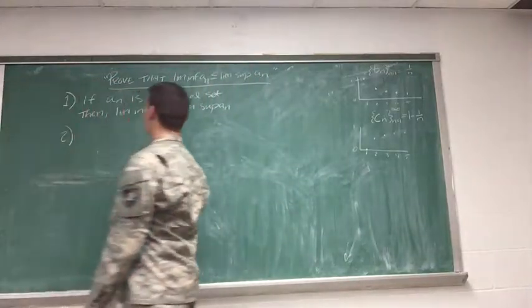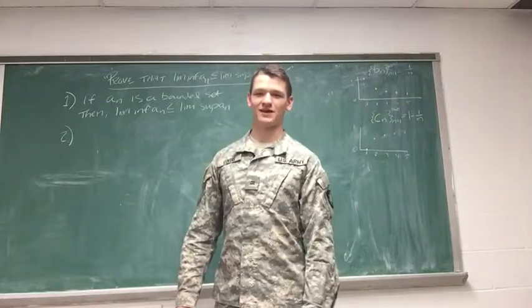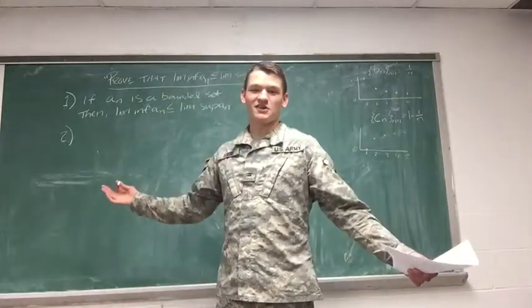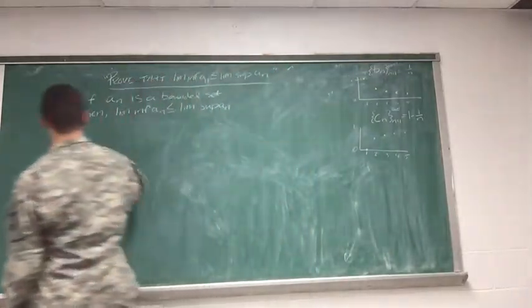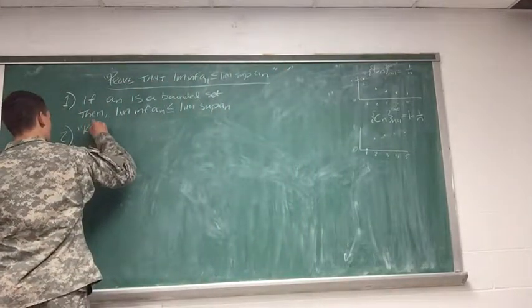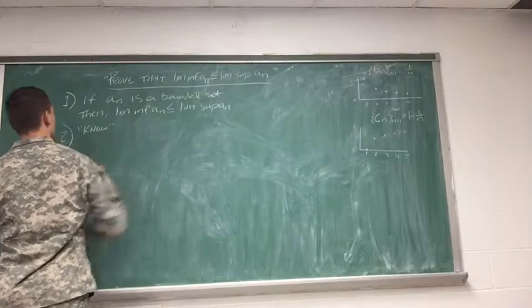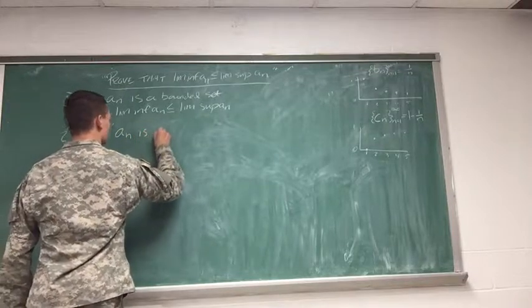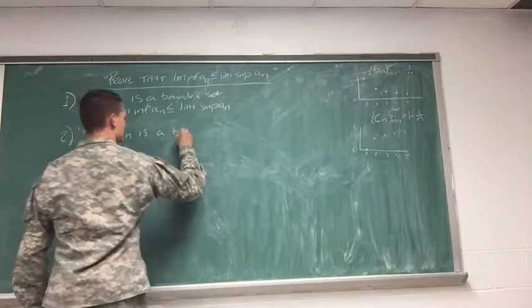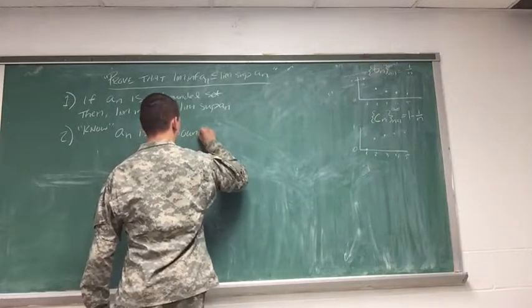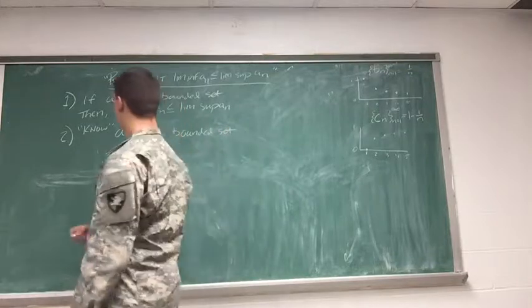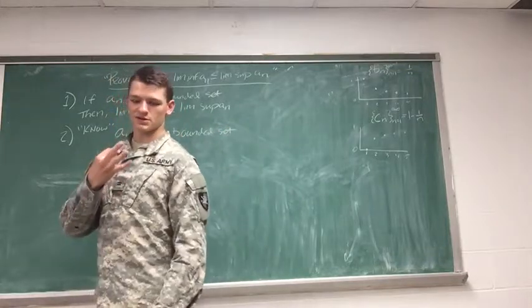I'm going to write down the words between if and then. So in this case, that is to say, I'm going to write down the thing that I know. So I'll call it my know. So I know that A sub n is a bounded set. Cool. Step 3.